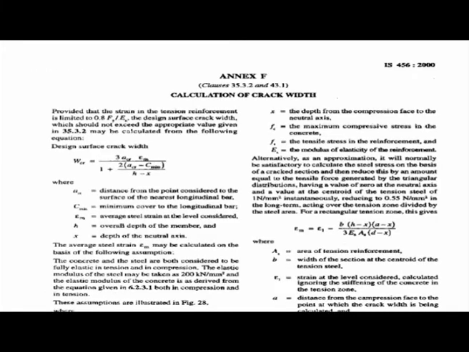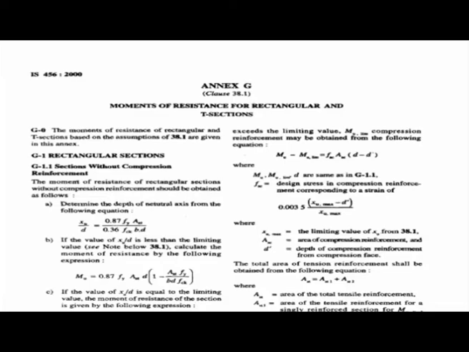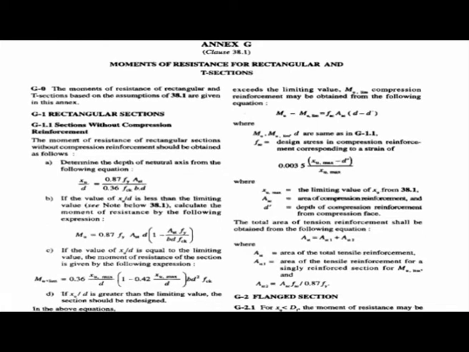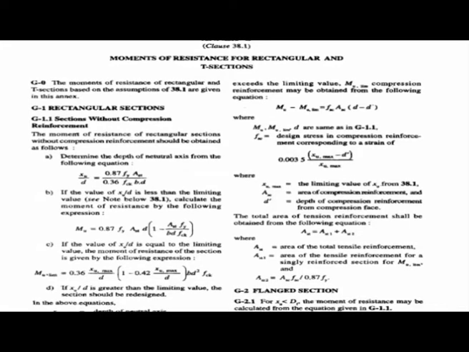regarding your serviceability limit state, we calculate on the basis of that, but we are not going into detail about all of them. The only thing I would like to say is that yesterday we showed you xu by d equals 0.87 fy Ast by 0.36 fck b d, or Mu equals this much. Those things we use from Annex G of IS 456. We derived it also yesterday, but these are available here.